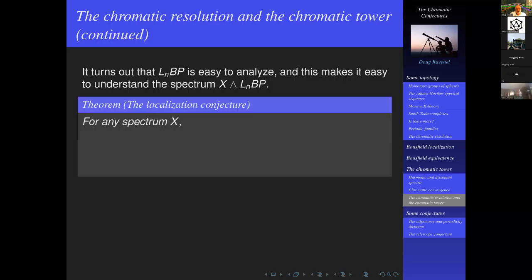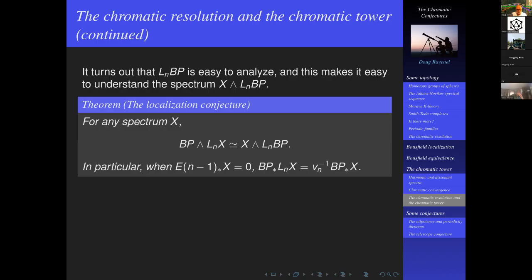Now, here's a theorem that was a conjecture in the 84 paper, and it goes like this. For any spectrum X, the smash product of BP with Ln of X, that is the BP homology of Ln of X, is the same as the smash product of X with Ln of BP.